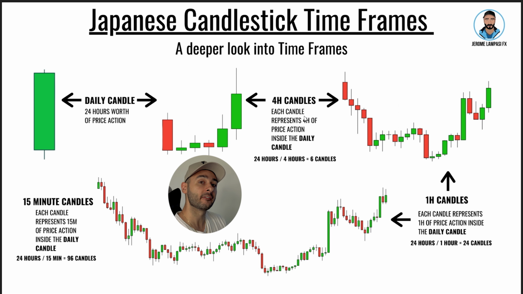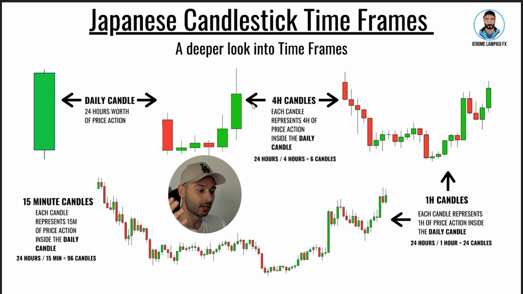Now, if you drop down to the 4-hour chart, each one of these candles represents 4 hours of price action inside the daily bar. So these 6 candles are inside this 24-hour candle. And the way you get that is 24 hours divided by 4 hours equals 6 candles. So essentially you are dropping down from the daily chart to the 4-hour chart and you are getting more detail.